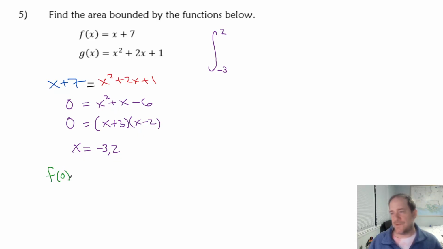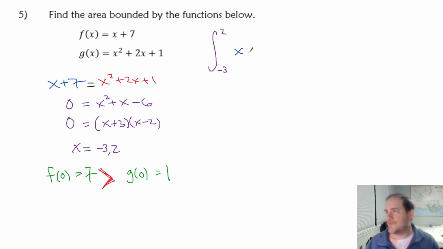So you test f of 0, and it's clearly 7. You test g of 0, and it's clearly 1. So guess who wins that battle? F does. So we know that f is the greater function, f being the line. So set up your integral with the linear function first. X plus 7 minus x squared plus 2x plus 1.